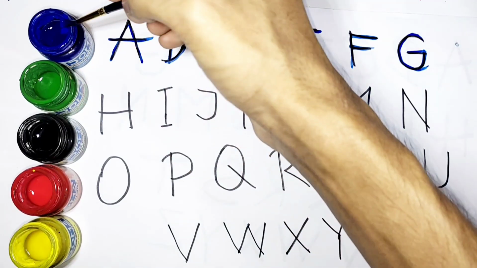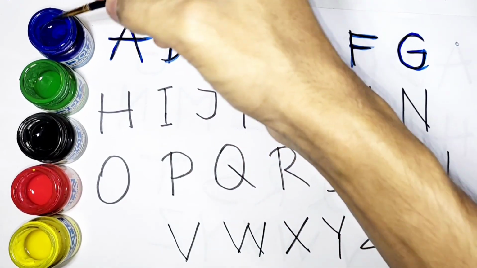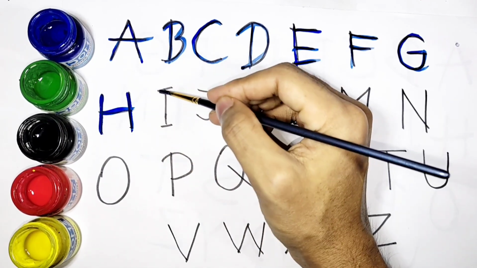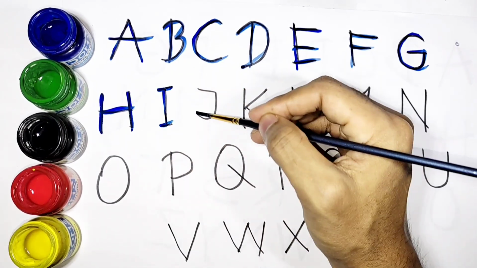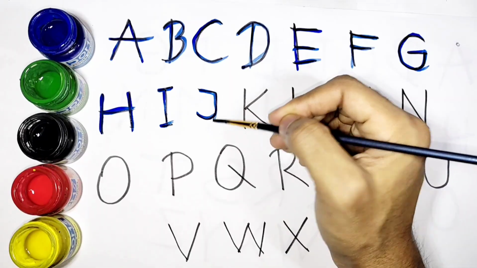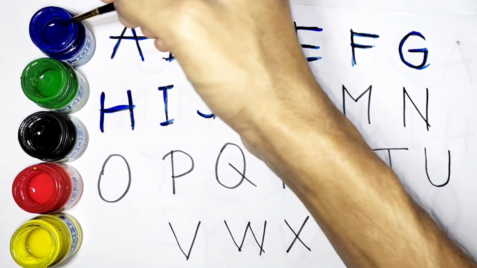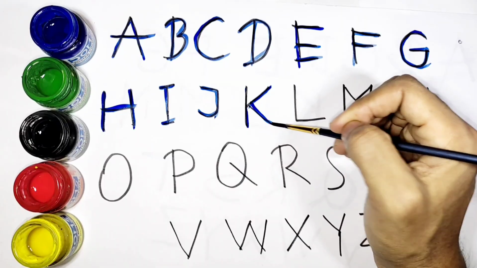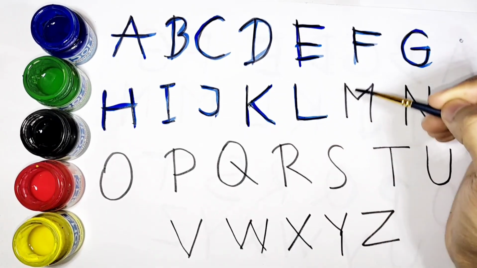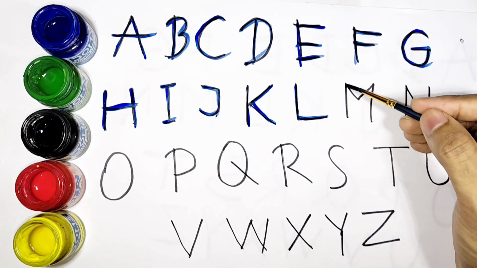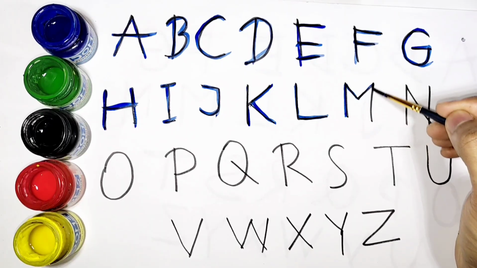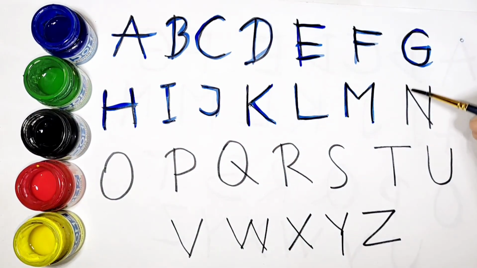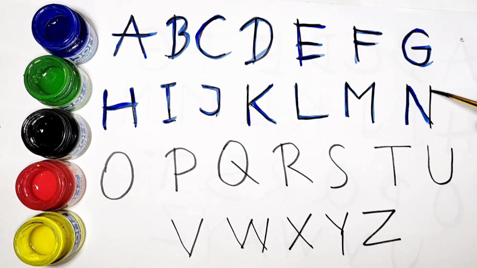H for hand. The next one is I for ice, I for ice cream. And the next one is J. J for joker. The next one is K. And the next one is L. L for lion, L for lemon. M for moon, M for mango. The next one is N for nose, N for nest.